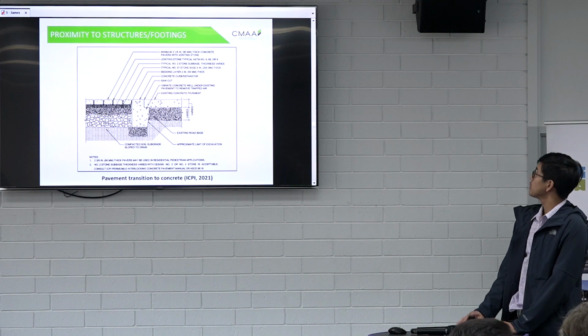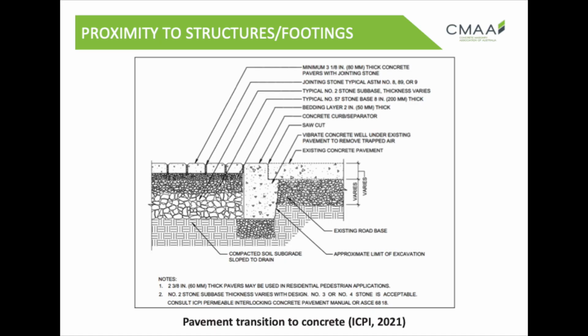And now I'm just going to be talking a bit about designing within proximity to other structures and footings. As you can see here, we have a transition from a permeable interlocking concrete pavement to a normal concrete slab. All you need to do is install an edge restraint or a concrete curb just to divide those two dissimilar materials apart.